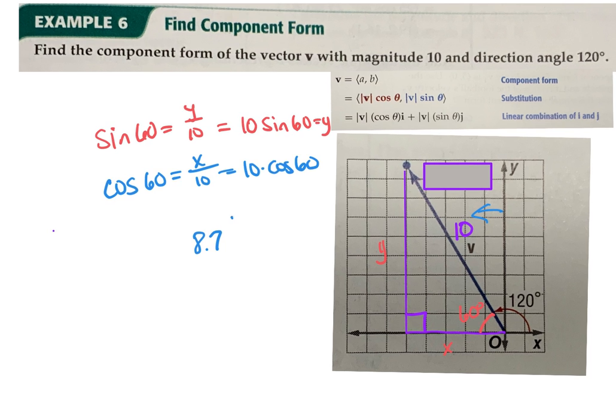And then 10 times the cosine of 60 gives me 5. However, direction matters. What quadrant am I in here? Which direction have I moved? Left or right? I've moved left. So what should that negative be? Should be negative, right? That 5 should be negative.